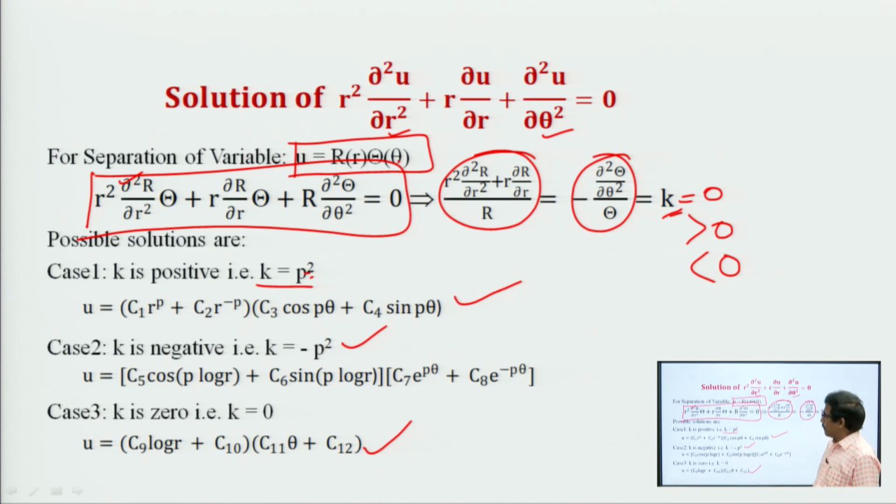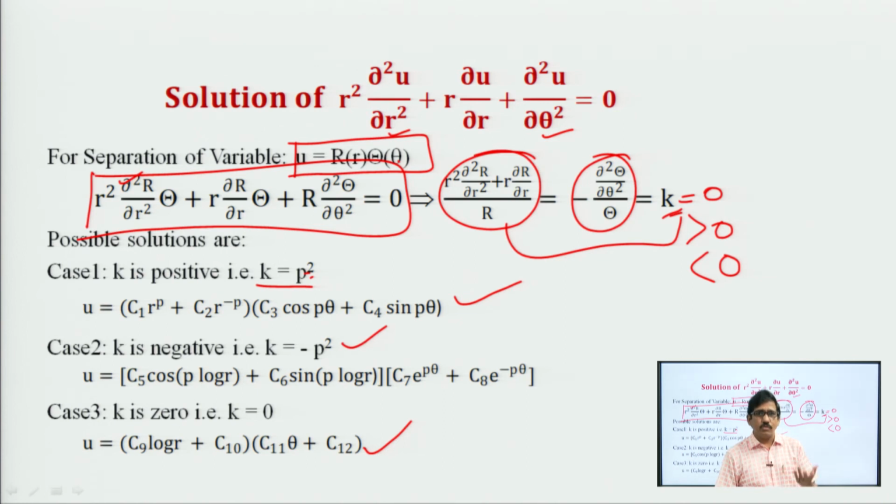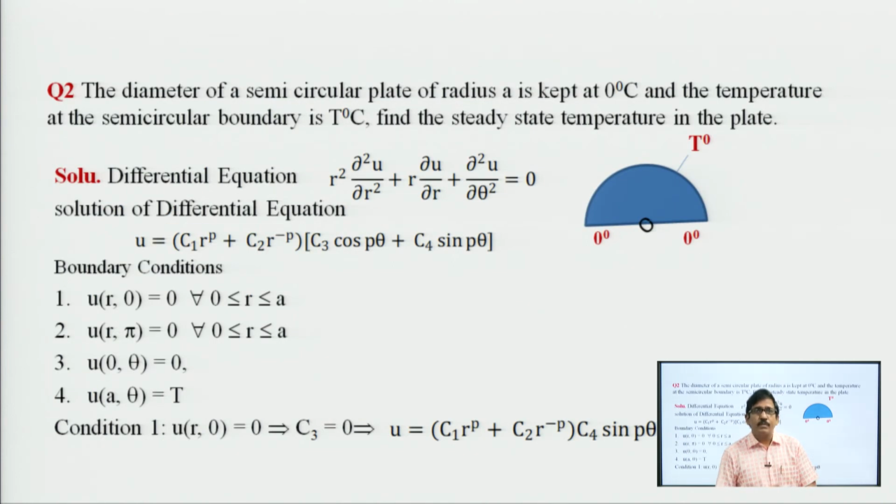So, this is the type of solution in the polar system of coordinates, or the polar Laplace equation. The computation is very simple and very obvious here. This is the equation solved to get the solution in all three cases. Let us take a question on this particular topic.